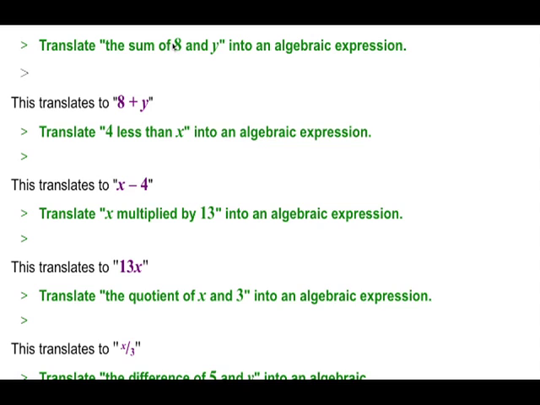And what are we going to add? We're going to add what comes next, the 8 and the y. So, we generally put them in the order that they're written. So this translates to 8 plus y.